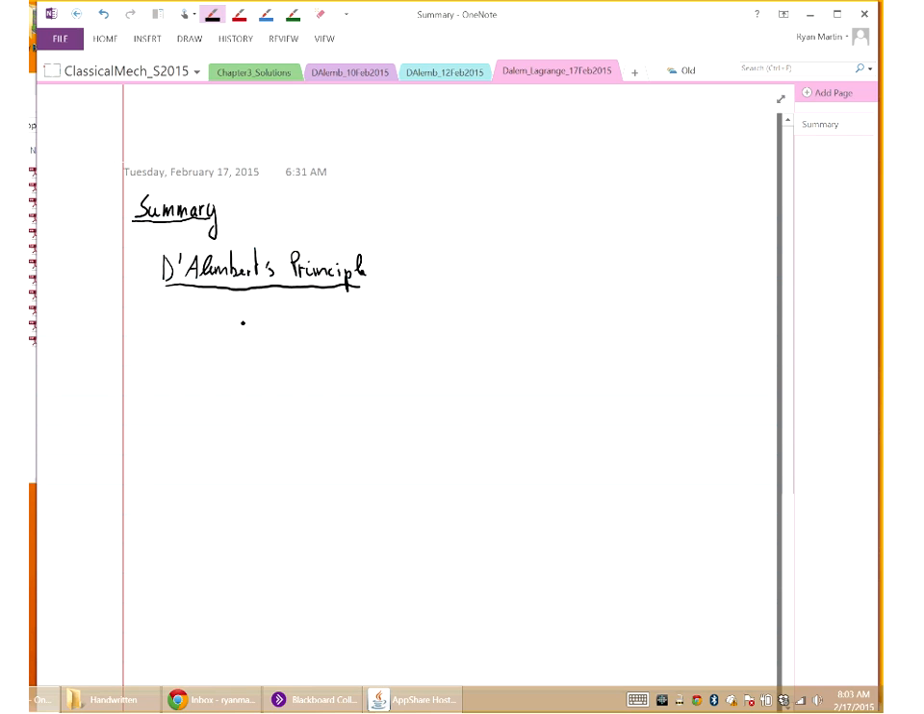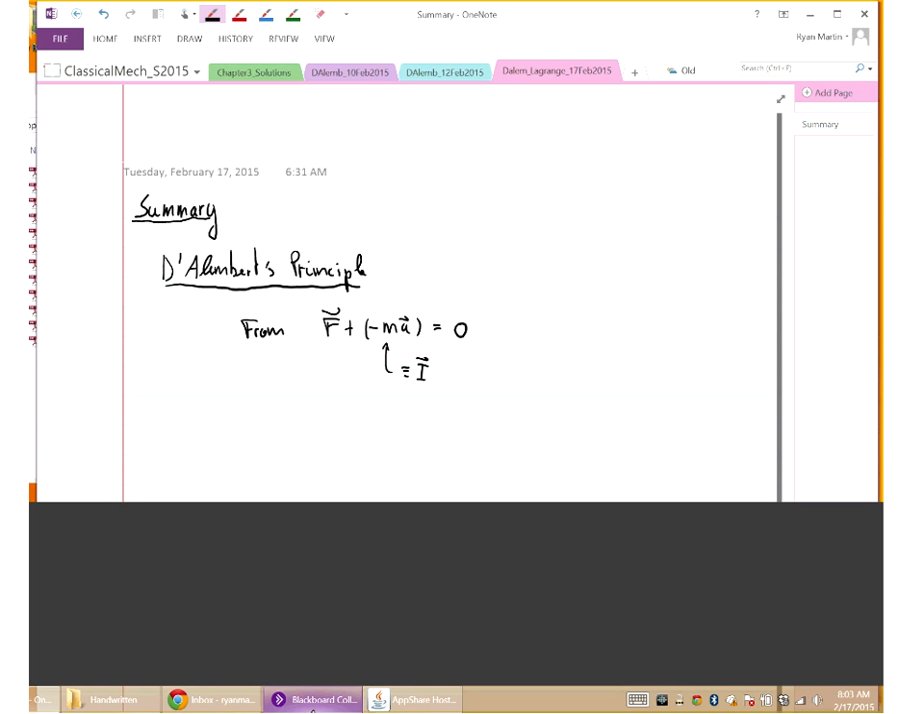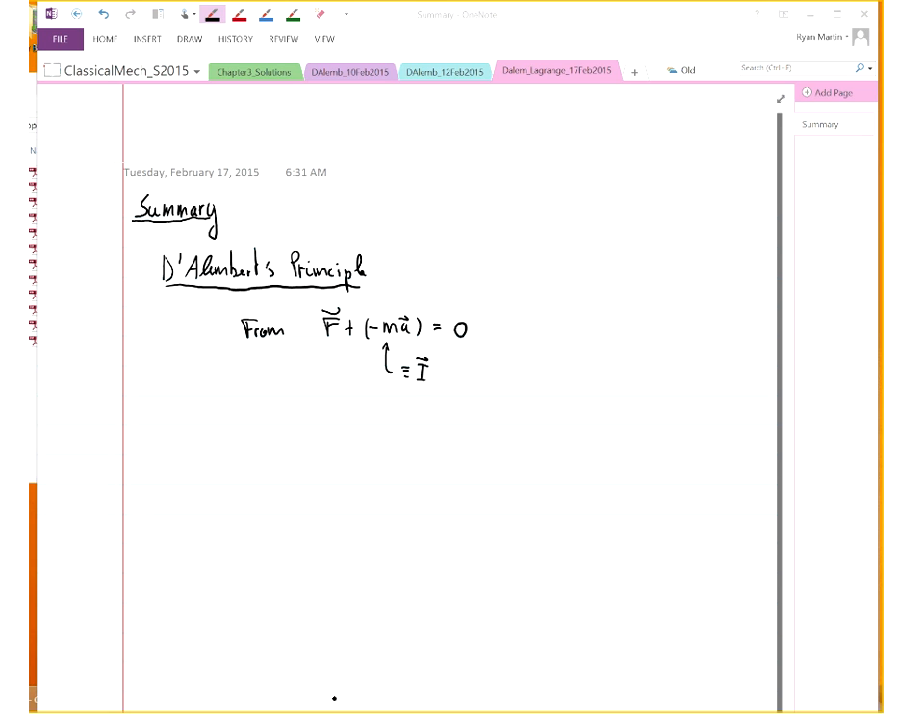D'Alembert's principle came from taking the idea that if you wrote Newton's law as F minus ma equals 0, so you take into account this minus ma and pretend like it's a force, the inertial force, then you can treat this like a problem of statics instead of dynamics.